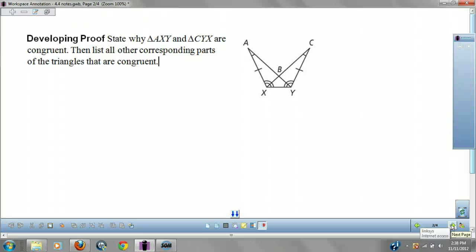Developing a proof. First we have to state why triangles AXY and CYX are congruent, unless all corresponding parts of the triangles are congruent.